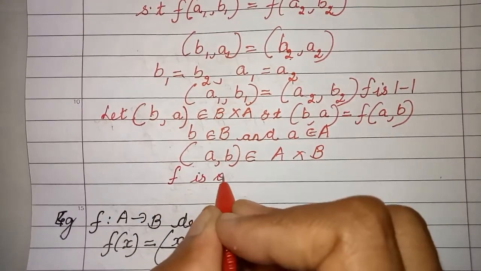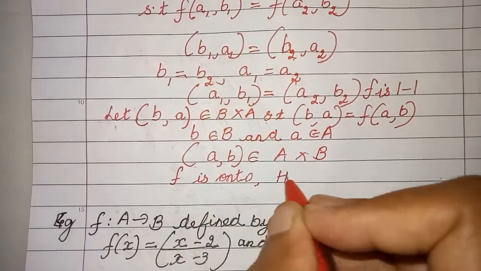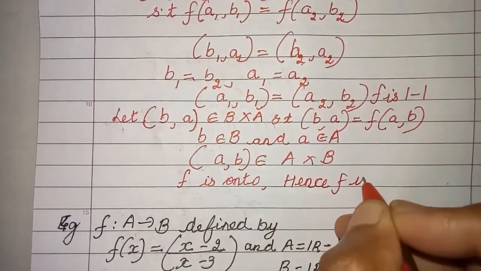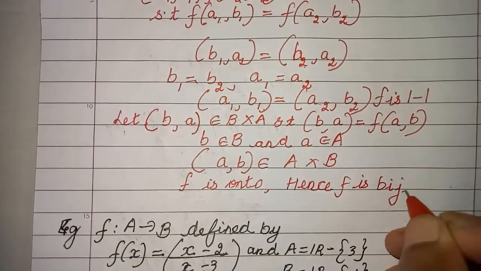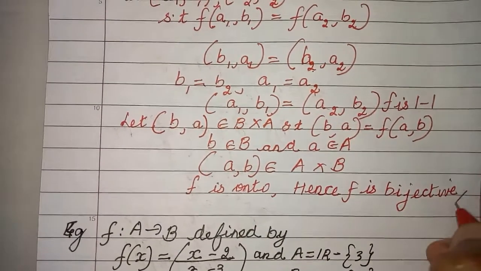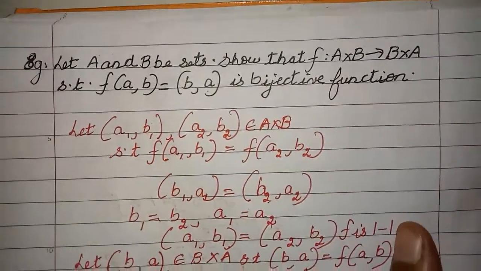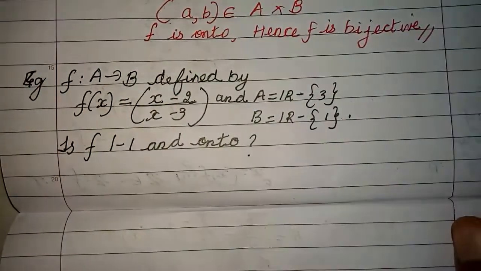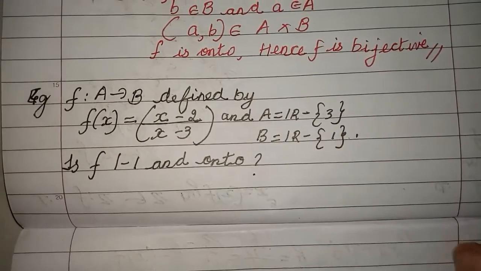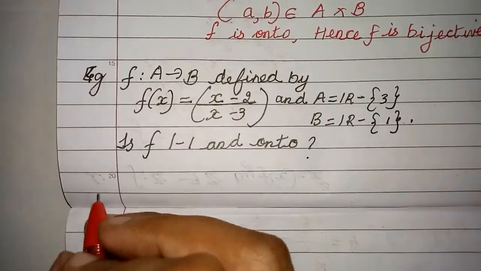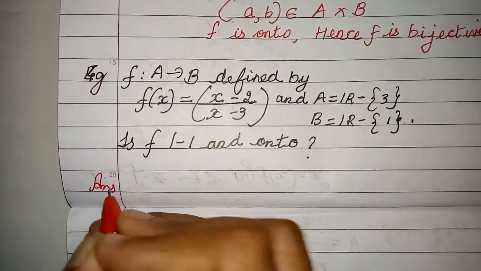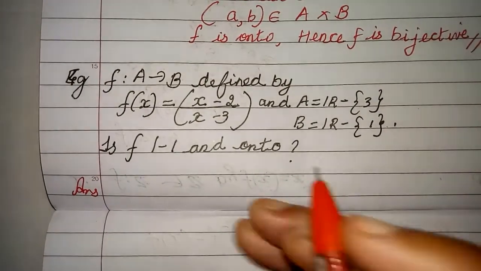So my f is onto. So my function f is bijective. Okay, so we are through the problem. We are able to show that the function is bijective. The last one. Now let me do one more and then we'll stop for the day. Okay, I hope you are following, children.